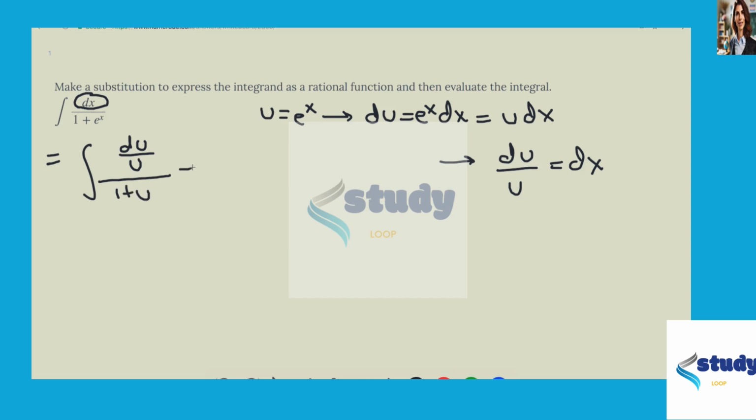So let's clean this up a little bit. This is just 1 over u times (1 plus u) du. And that's our rational function that they asked for. So taking this rational function, let's go ahead and do partial fraction decomposition.